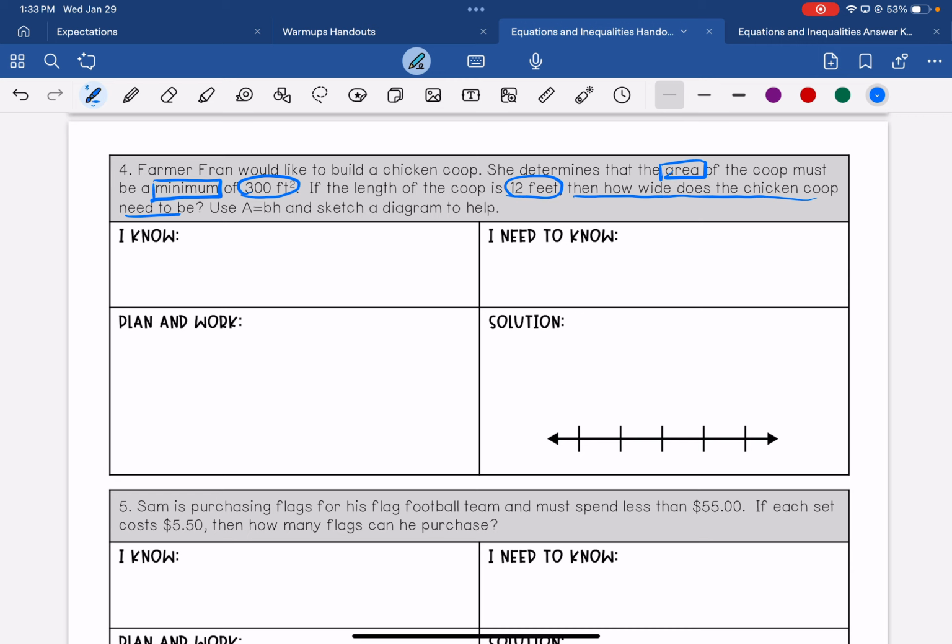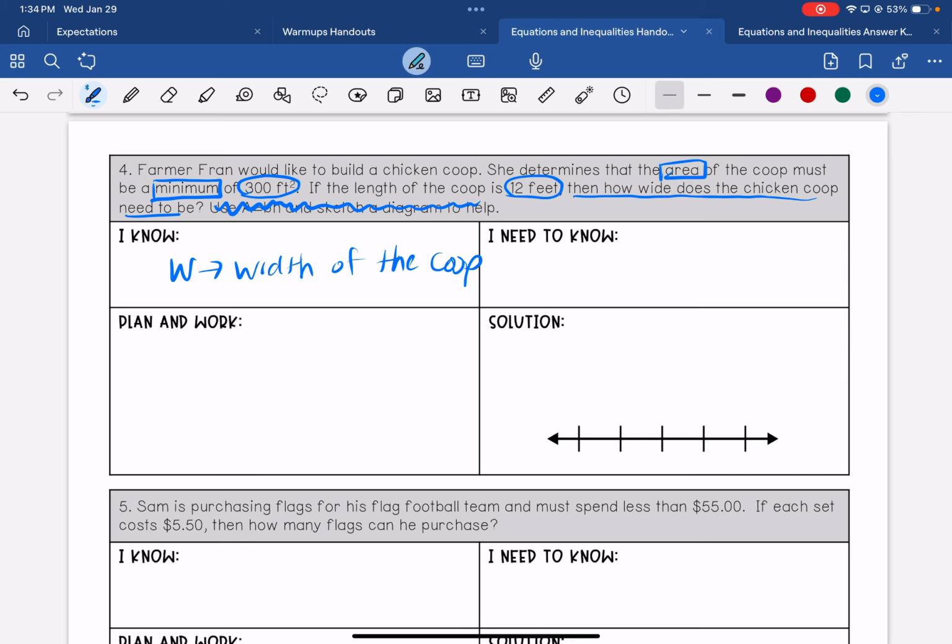It says use area equals base times height and sketch a diagram to help. We don't need to do that, so I'm going to cross that off. And it doesn't necessarily say what kind of shape this is. We're going to assume that it's a rectangular chicken coop. So we're actually going to do area, we're going to do length. Well, let me back up. Let's go ahead and define our variable. We're going to do W for the width of the coop.